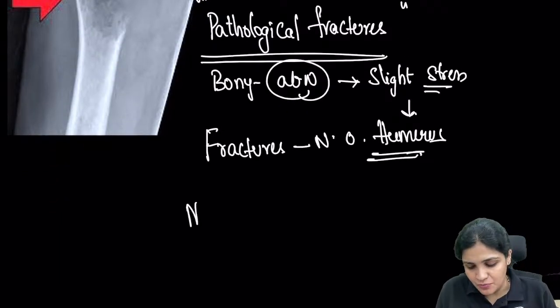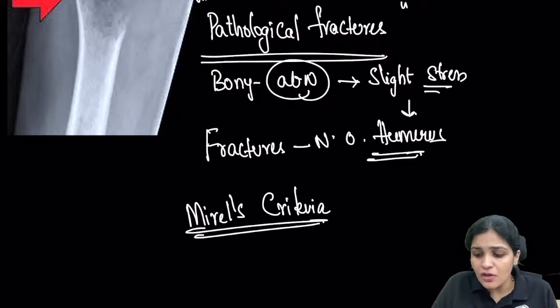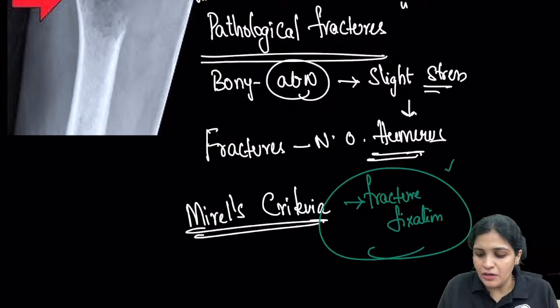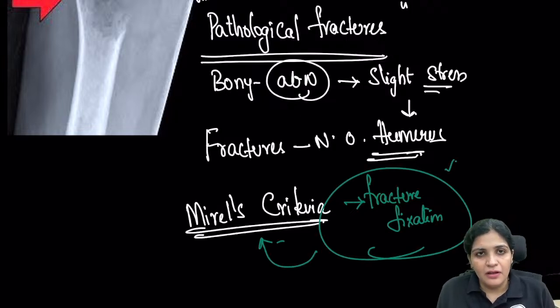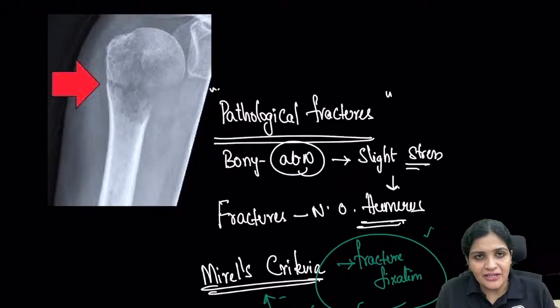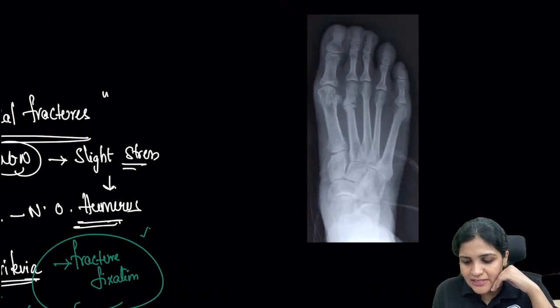What is the criteria which we use in pathological fracture? This is an important question. Mirels' criteria. What is the criteria for fracture fixation? Whether you have to fix the fracture or not depends upon your Mirels' criteria. So this is the pathological fracture, and what you have to remember is the bone is abnormal here, so even a small amount of stress will result in fracture. Then what is this?